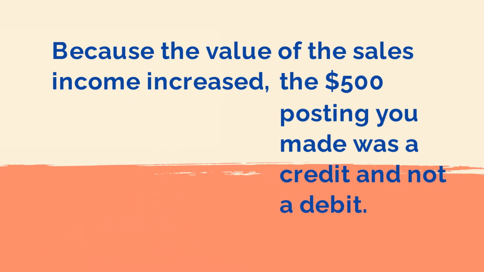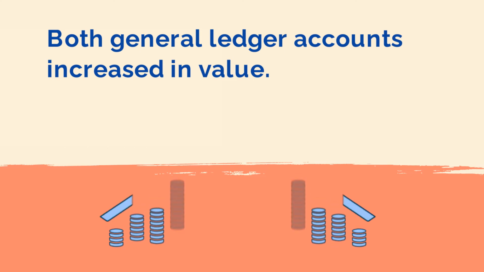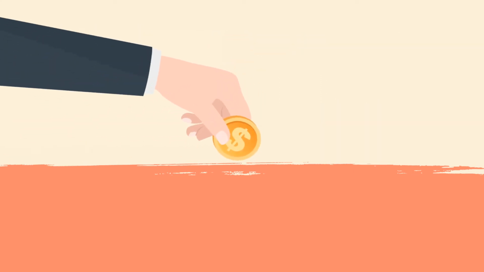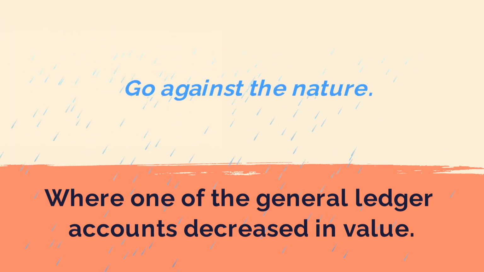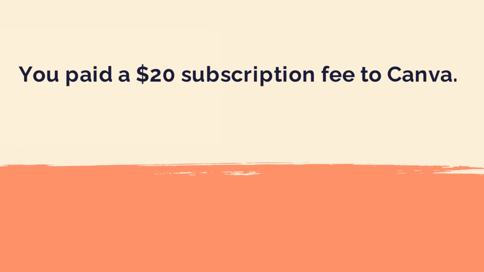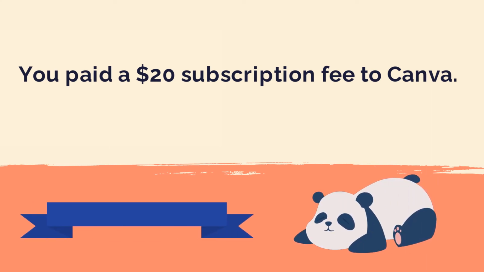Okay, so that's it for the first transaction from the previous video, and in that transaction, both general ledger accounts increased in value, so you went with the nature of each account type both times. Let's take a look now at the second transaction from the previous video, where one of the general ledger accounts decreased in value, which meant you needed to go against the nature of its account type. For that transaction, you paid a fee to Canva of $20 for a Pro plan subscription. You use Canva to create logos, banners, and other marketing material for your clients.